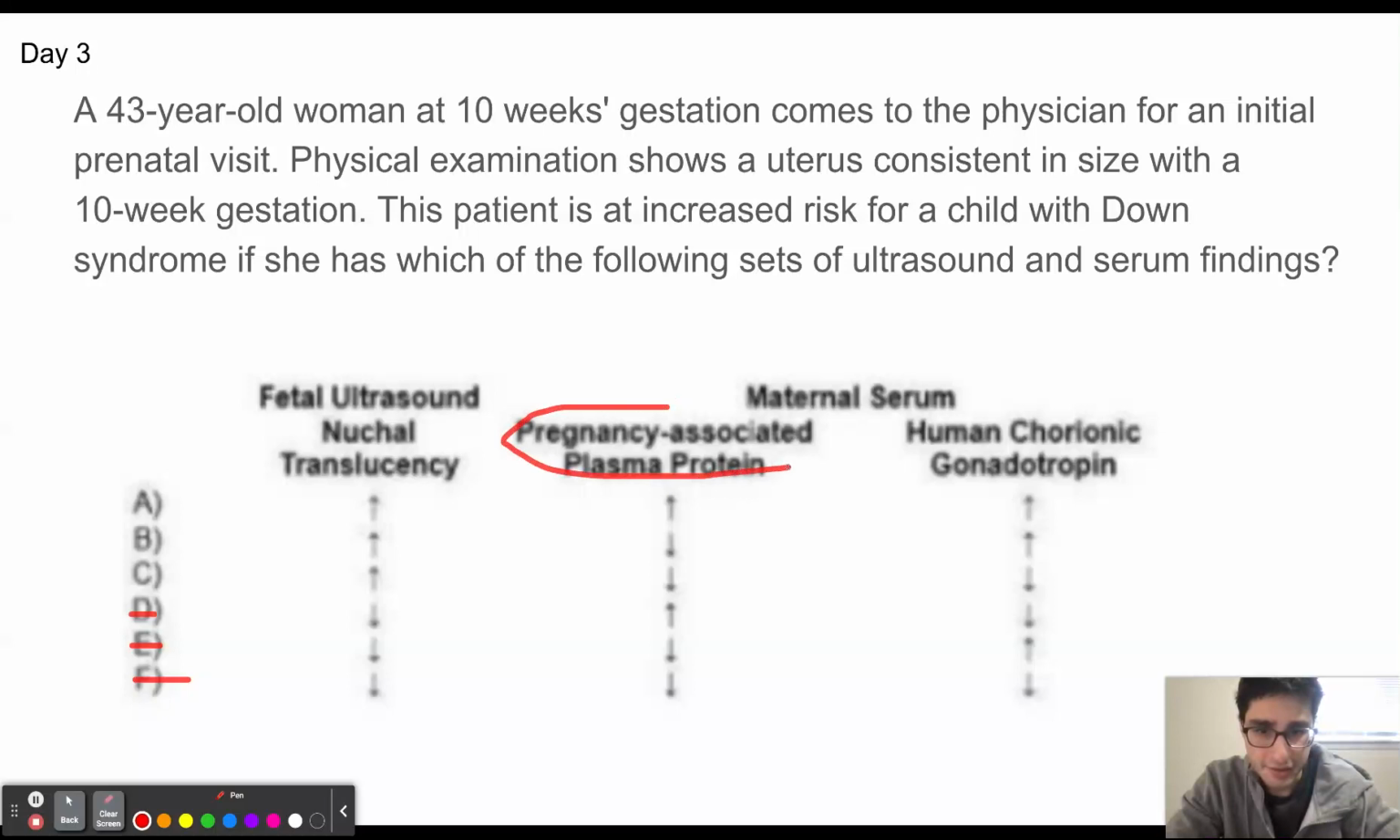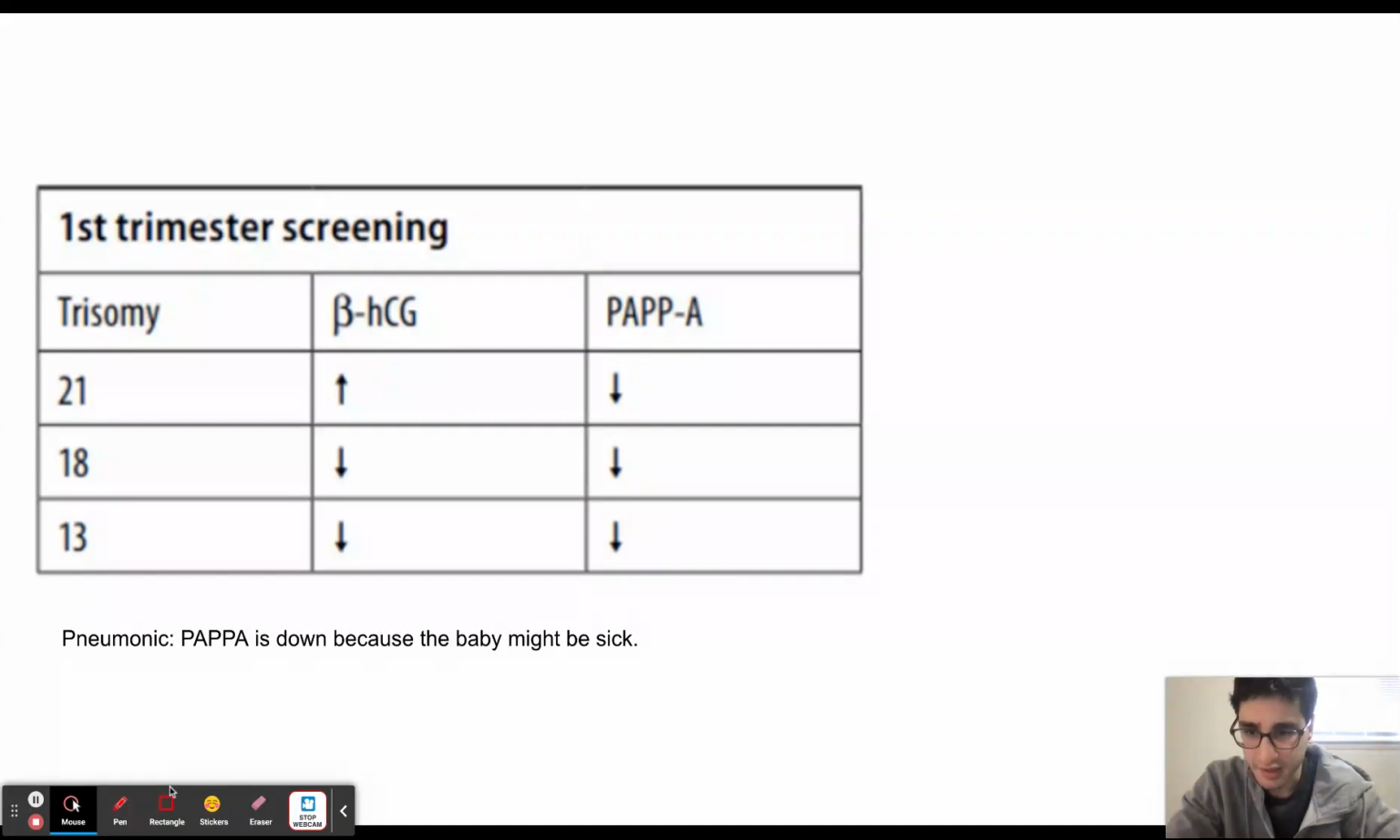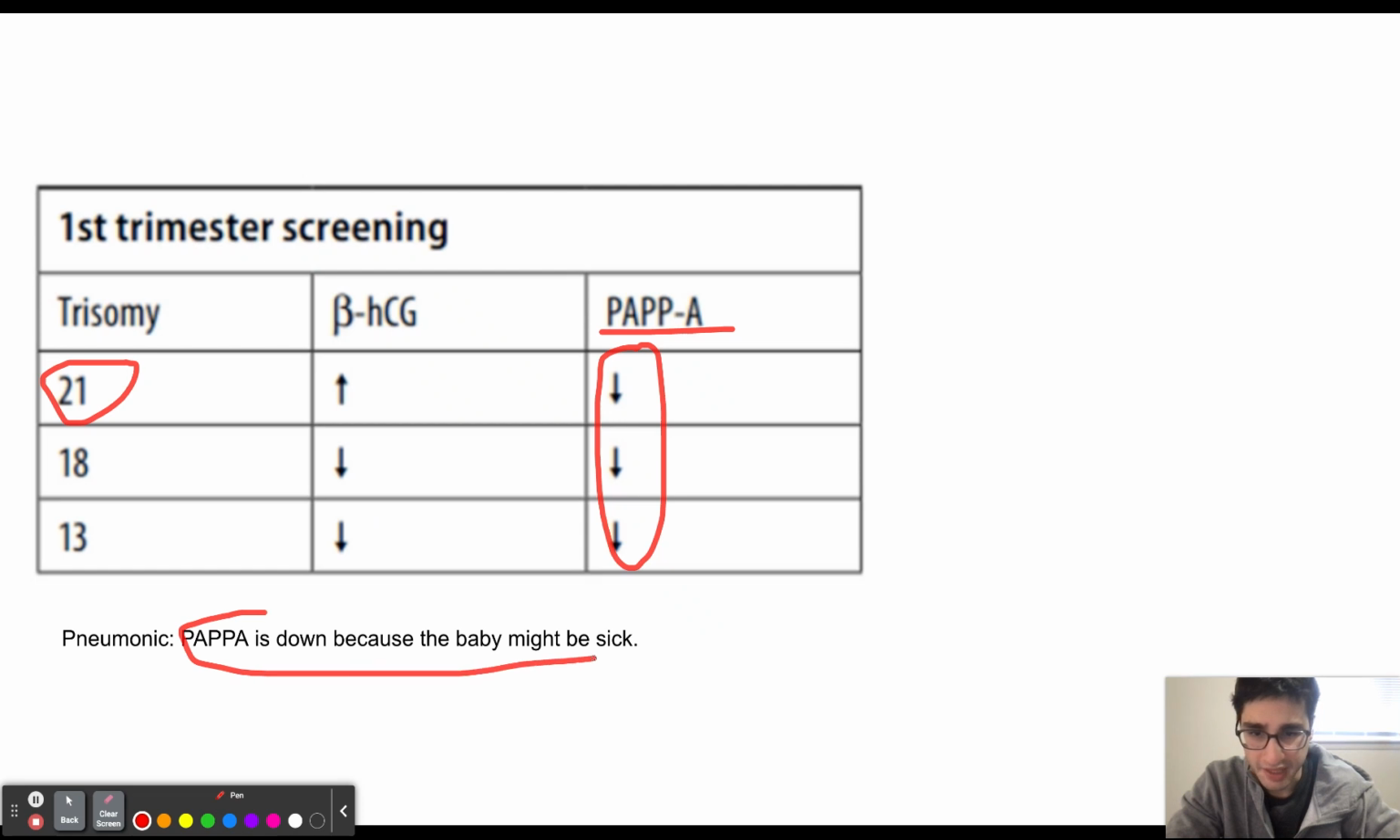Now we see pregnancy associated plasma protein. Pregnancy associated plasma protein is going to be low in the serum with autosomal trisomies. So all the autosomal trisomies we see, including Down syndrome, are going to have a low pregnancy associated plasma protein A level. And the mnemonic that you can use to remember that PAPP is going to be associated with low serum levels is that PAPA is down because the baby might be sick. So with autosomal trisomies, PAPP-A levels are going to be low.